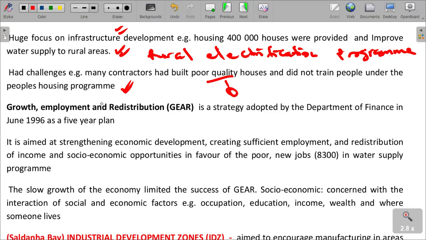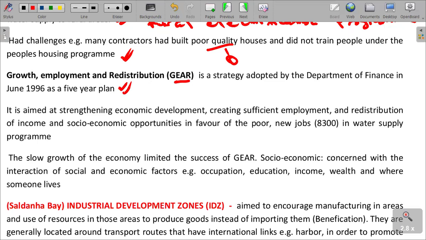Growth, Employment and Redistribution, the GEAR, is a strategy adopted by the Department of Finance in June 1996 as a 5-year plan. I'm sure we have heard of this one, the development plan or redistribution plan. It aimed at strengthening economic development, creating sufficient employment, and redistribution of income and socio-economic opportunities in favor of the poor. That is quite a good example.